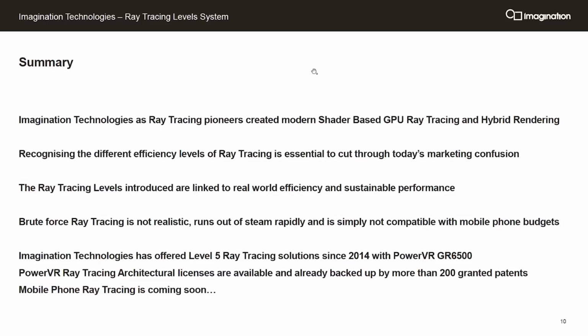So of course, this is coming from Imagination. It is useful to look at what is available, but they're saying it will be good to realize that it's not just the brute force of the number of rays that can be processed in any given second. Actually, there's more going on here to do with things like the bounded volume hierarchies, building of those structures, and all that kind of stuff. And of course, they point out that they've offered level 5 ray tracing solutions in hardware since 2014 with the PowerVR GR6500. And we are waiting now for the new GPU from Imagination. Of course, this is really a primer for that. I'm expecting it to turn up in a matter of days, really. And I will keep you informed when it comes about, and we'll see what Imagination have to offer when it comes to ray tracing on mobile.